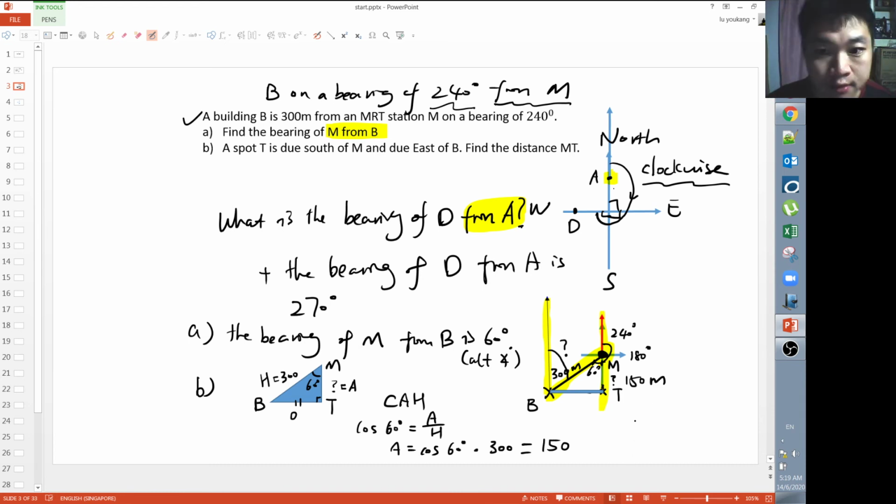Simple. So from this example, I introduced the concept of bearing, and I also introduced how you can make use of trigonometry concepts to solve this practical question. Alright, let me move on.